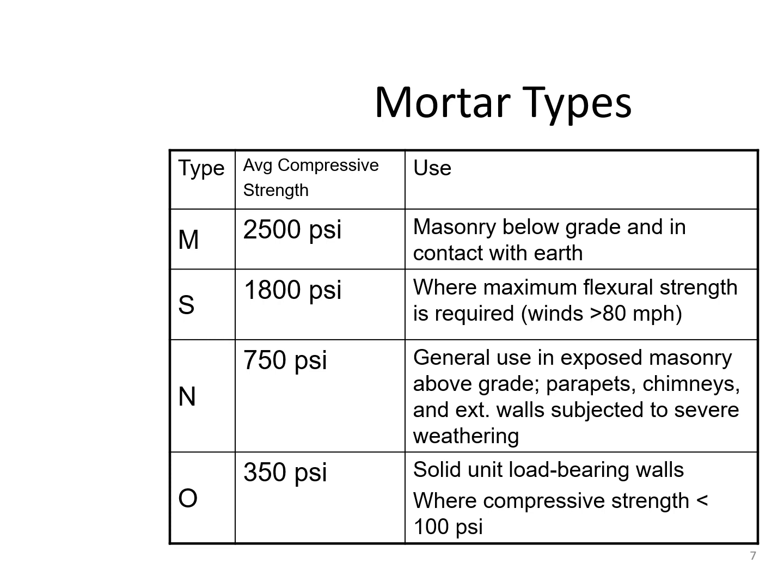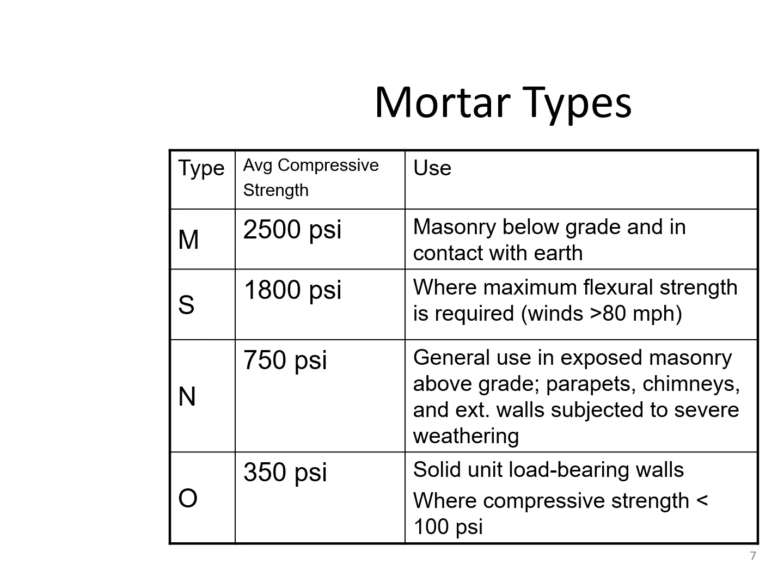Then we have S, the S type, which is good for a compressive strength of 1800 psi. And that's used where maximum flexural strength is needed, and usually required where winds are greater than 80 miles per hour. So think of that as for usage in hurricane-prone zones. We need to have some flexibility and strength combined.